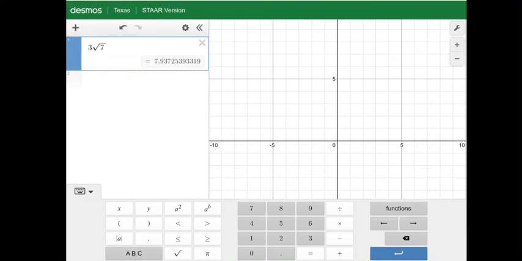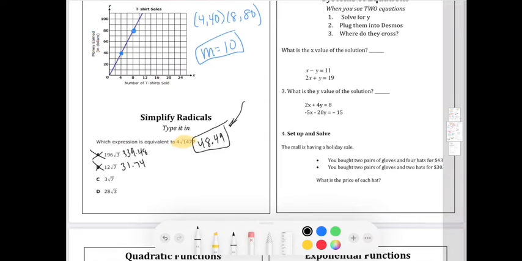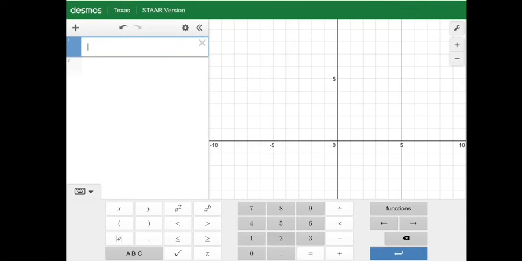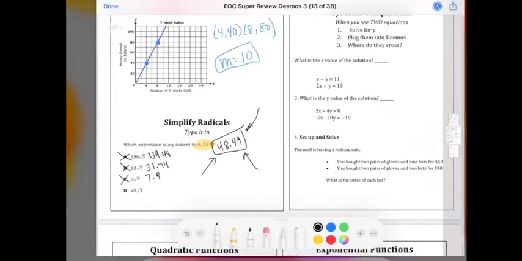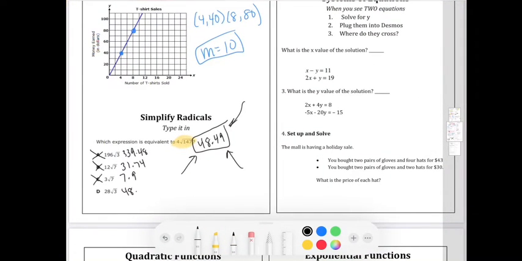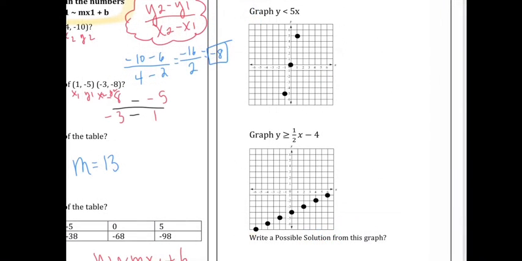Next, 3 square root of 7. That number is also not the same, 7.9, so it's not C. So we need for it to match this one here. So let's try D, 28 square root of 3. So easy, 48.49. That one does, in fact, match the original. So the correct answer is.